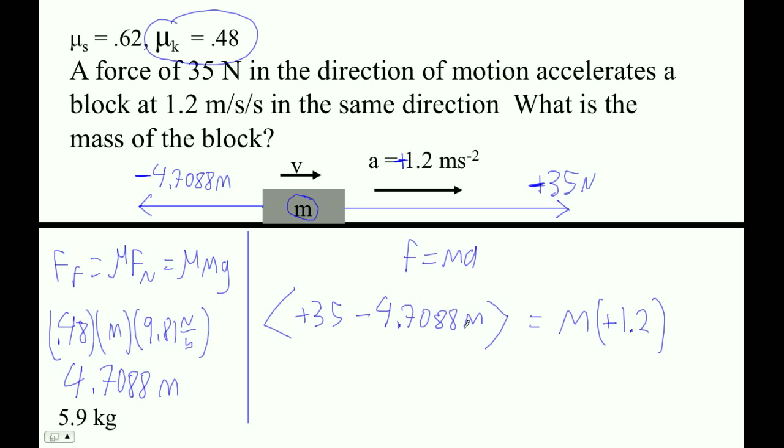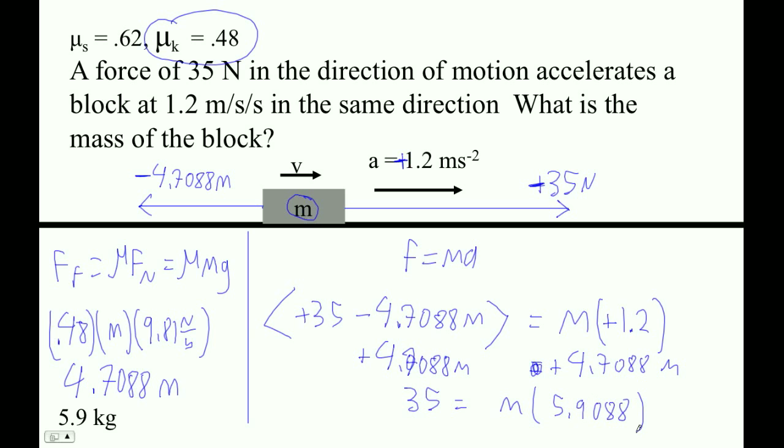We can actually combine these terms, right? I can add this to both sides. So let's go plus 4.7088 m equals that. We're going to add plus 4.7088 m. So let's add 1.2. And I get that 35 equals m times 5.9088. Yeah? And now we're set.